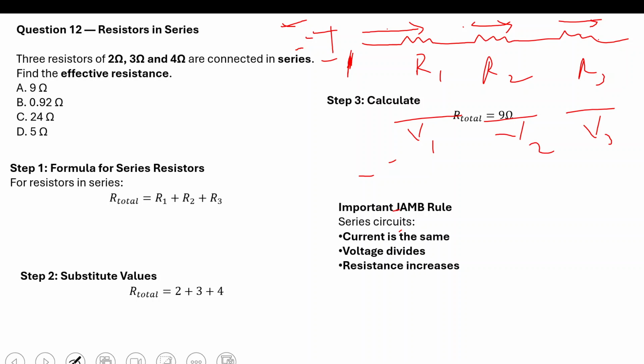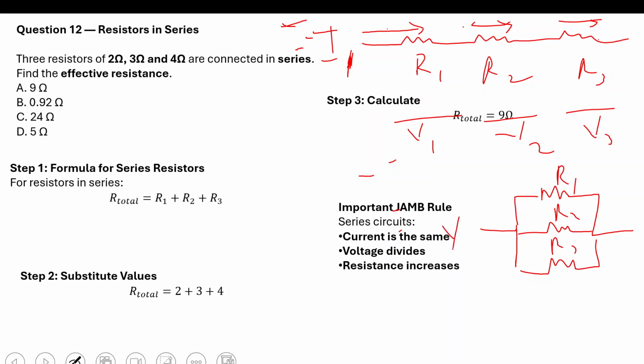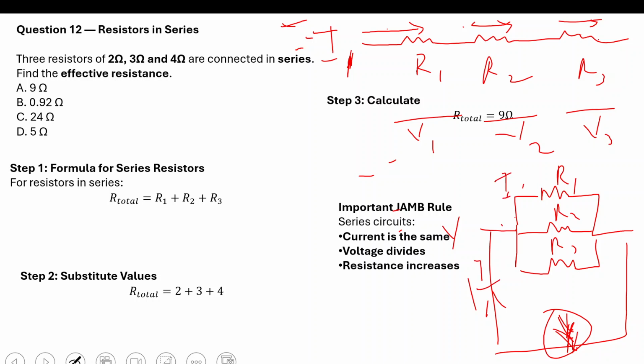It will be divided. But if I have the circuit connected in parallel like this, with R1, R2, and R3, the voltage will be the same because the voltage drop is across all of them. This same voltage V applies, but when the current gets to this place, it divides into three. So I have I1 here, I2 here, and I3 here.